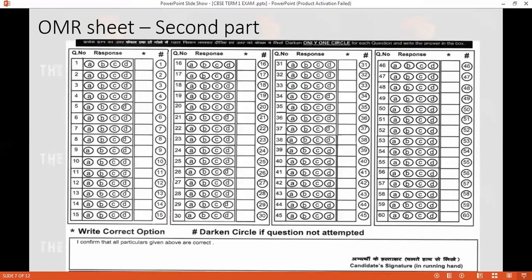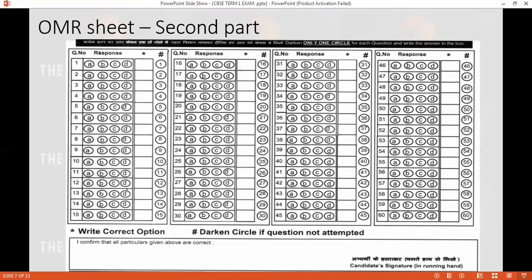This is the second part and the most important part of the OMR sheet. This is where you record your responses. Now, if you see, there are two columns which have the serial numbers from 1 to 60. That is the total number of questions. In the first column under question number, you have the numbers written from 1 to 15. And again, there's a hashtag given and the numbers are repeated.